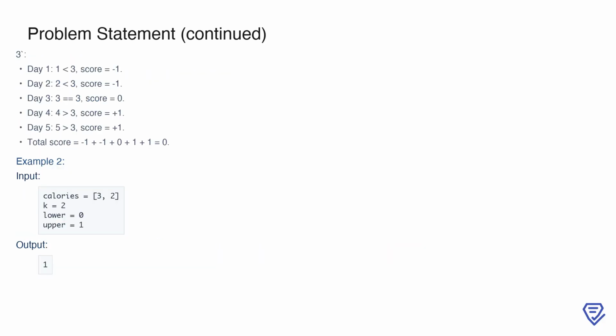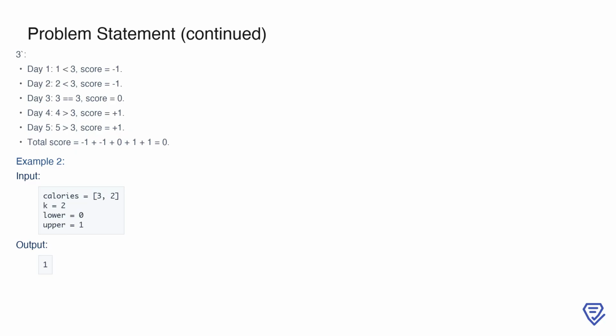Breaking this example down, we see how the score is determined. On day 1, the calorie intake is 1, which is less than the lower threshold of 3, so the score decreases by 1. On day 2, the intake is 2, which is still less than 3, so the score decreases by another 1. On day 3, the intake is equal to 3, so the score remains unchanged. On days 4 and 5, the calorie intakes are 4 and 5 respectively, both of which are greater than 3, so the score increases by 1 for each of these days.